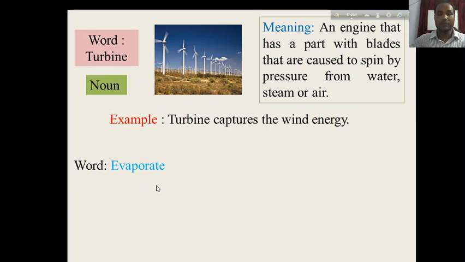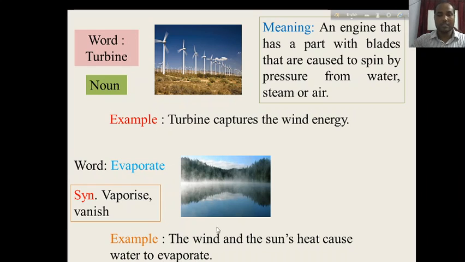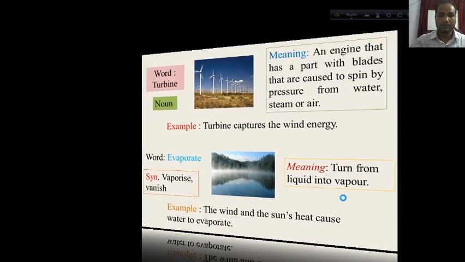Next word is evaporate. Repeat with me. Evaporate. Here is a picture for the word evaporate, and its synonyms are vaporize, vanish. For example, the wind and the sun's heat cause water to evaporate. Let's see its meaning. Turn from liquid into vapor, that is evaporate.